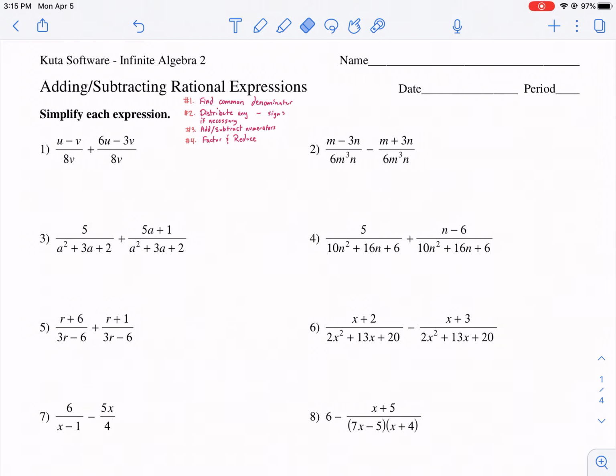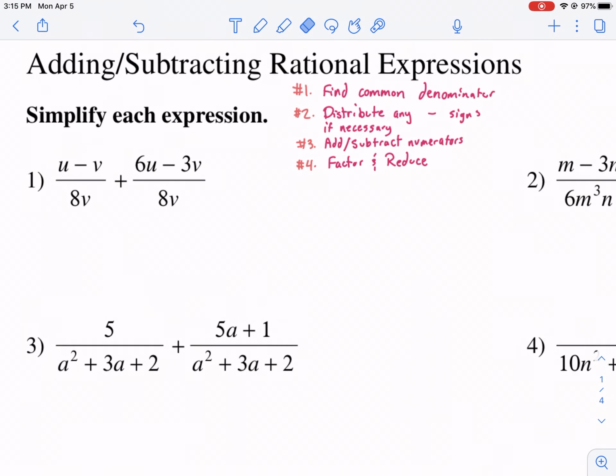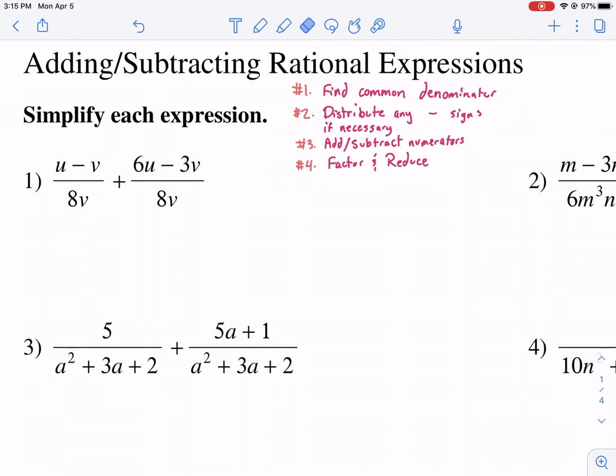We're going to be adding and subtracting rational expressions. This is a pretty difficult concept for a lot of people. Most students don't like finding common denominators and fractions in general, so when you get a rational expression involved, it just becomes a little bit more complicated. But I'm going to break this down into two videos, a step-by-step process, hopefully simplify it a little bit for you.